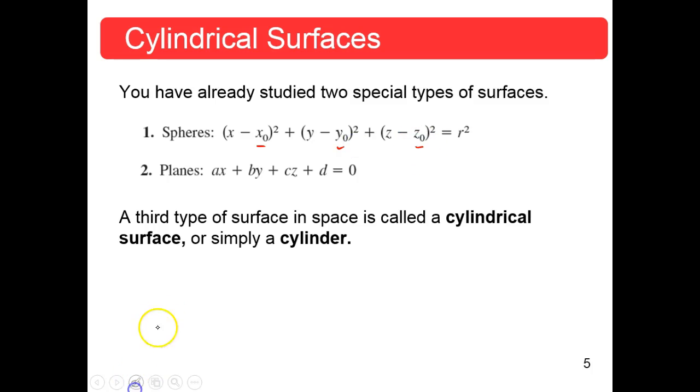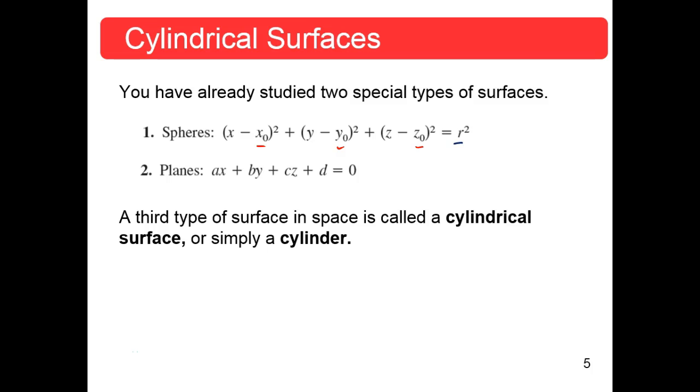I think I will change the color of my pen, so it doesn't hurt being red there. That's the center of the sphere, and the radius of the sphere is r, okay? Now that's sort of the classic definition of it. Now what makes that a sphere? The fact that the x, the y, and the z inside the parentheses all have the same coefficients. Okay, that's what makes it a sphere.